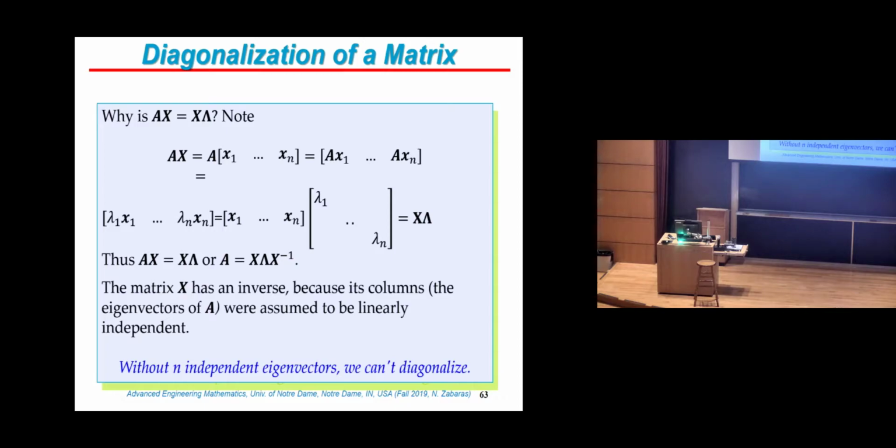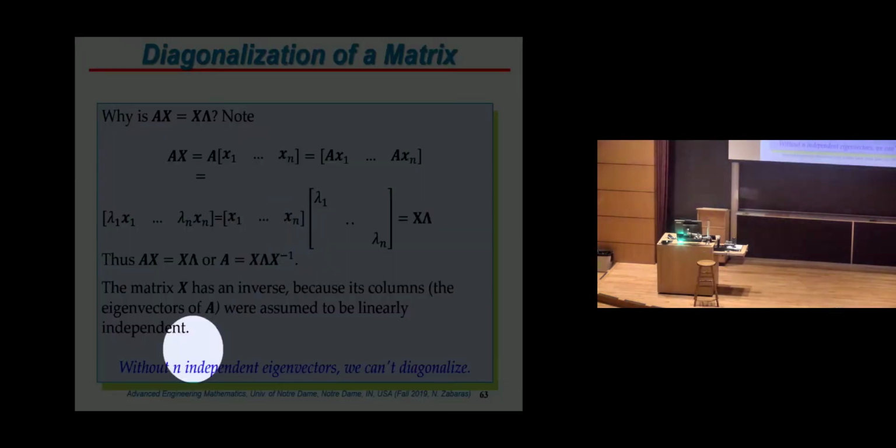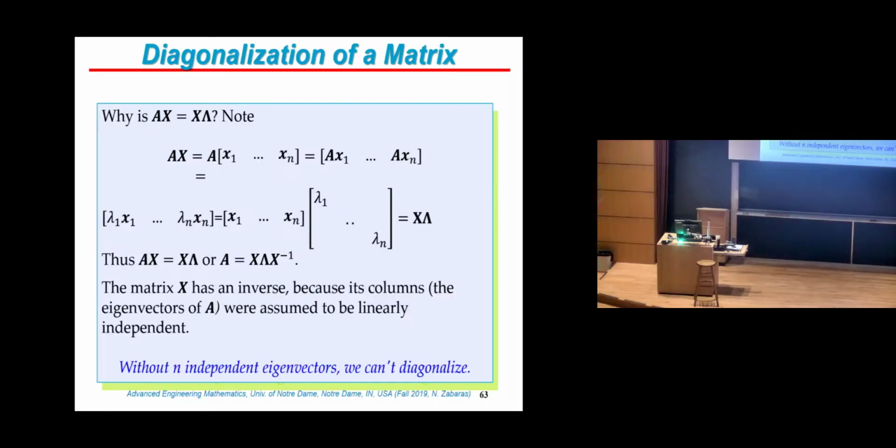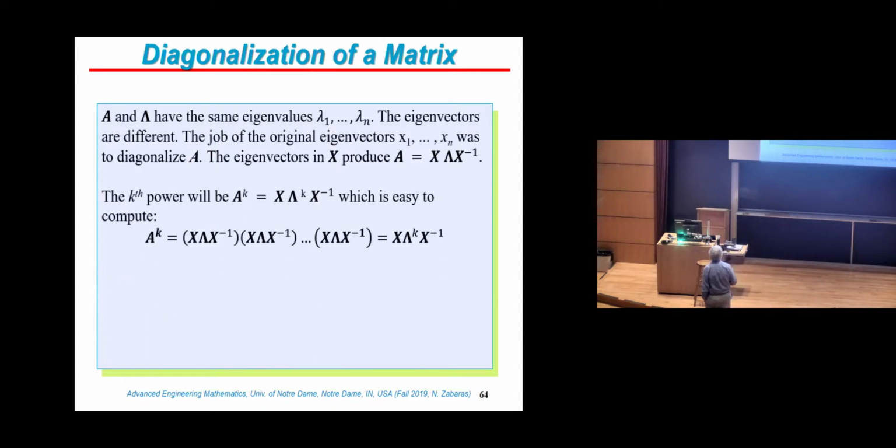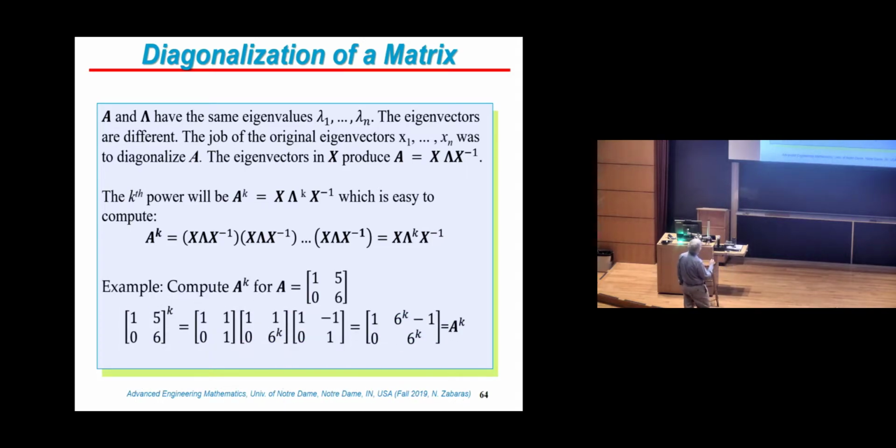And again, I emphasize we quietly assume that we have n independent eigenvectors. Without n independent eigenvectors, there is no way X inverse can be inverted. There is no way you can diagonalize this matrix A. Okay? So n independent eigenvectors. And we talk about the powers.